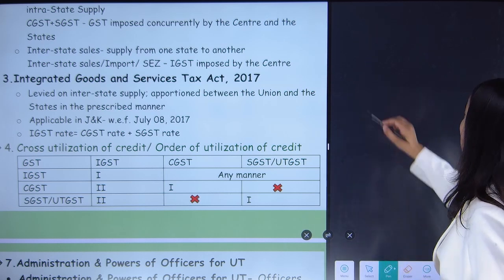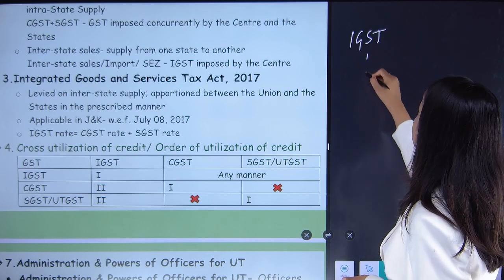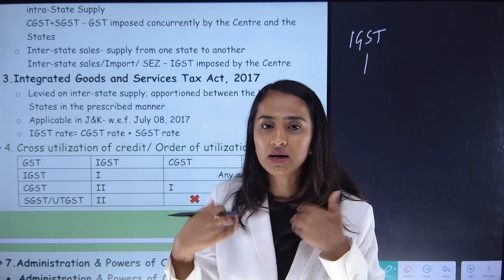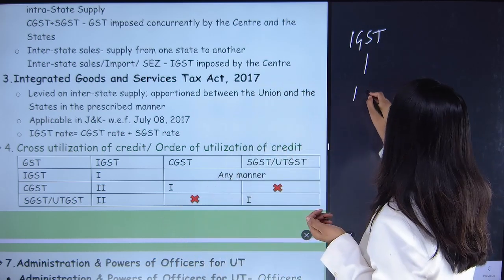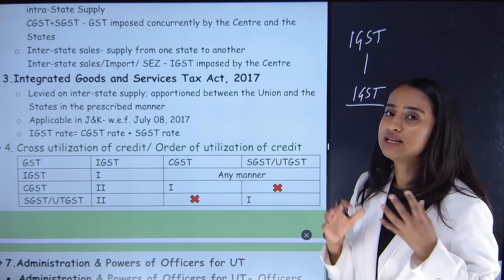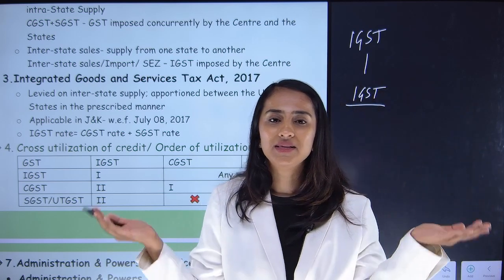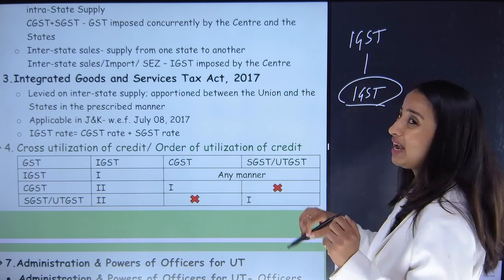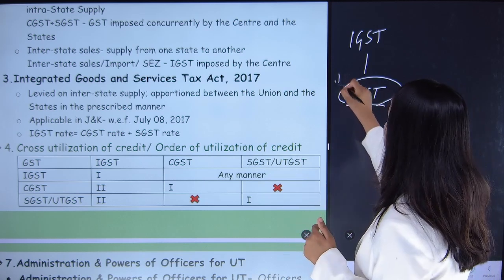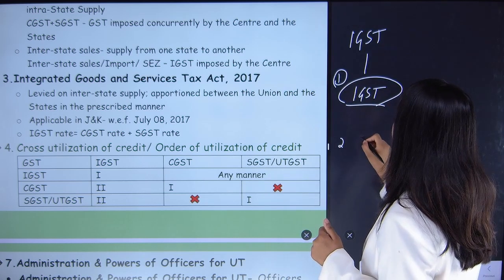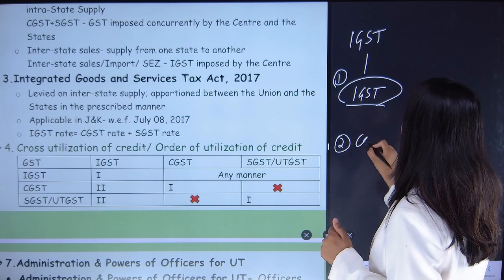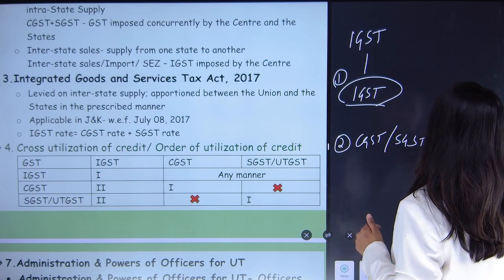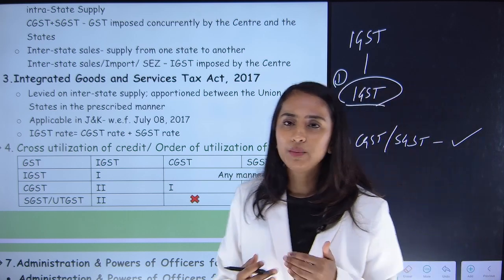Now coming to how you can cross utilize IGST. Same. First, if you have any IGST credit, utilize it for your own self first. And now, since IGST is a central tax, as in it is levied by the central government, it is on interstate sales. So this does not make any distinction. So it says first you do IGST, second you do CGST or SGST in any manner. Okay, it doesn't specify anything in particular.